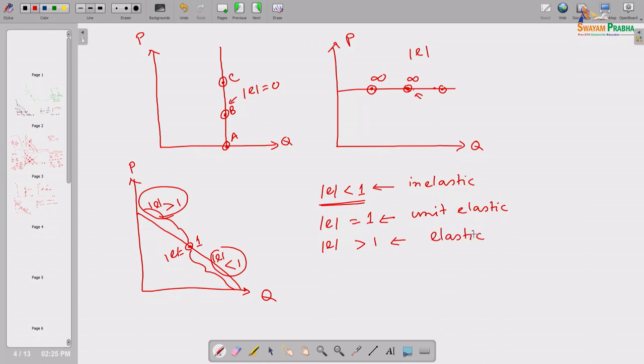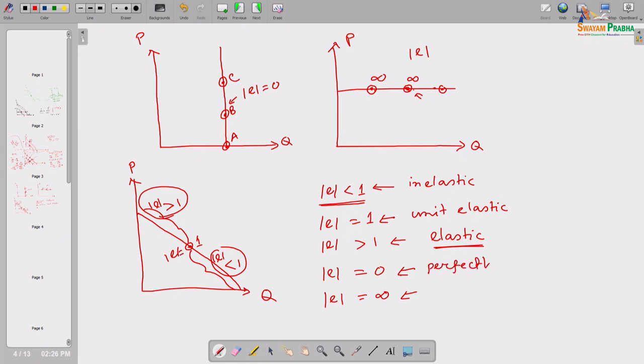If a commodity has an own price elasticity of demand more than 1, we will call that demand for that commodity elastic, okay. And definitely there are two extreme cases: when this is equal to 0, one extreme case, and another extreme case, when this is infinitely large, okay.